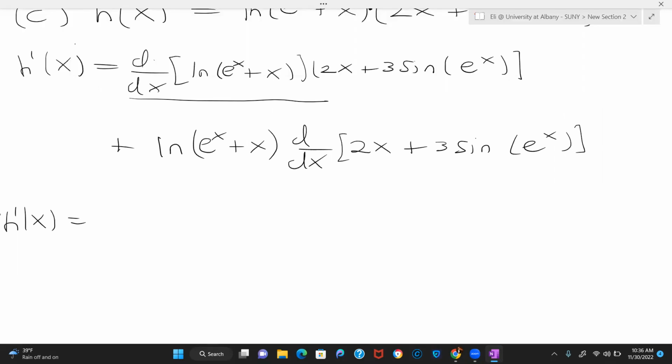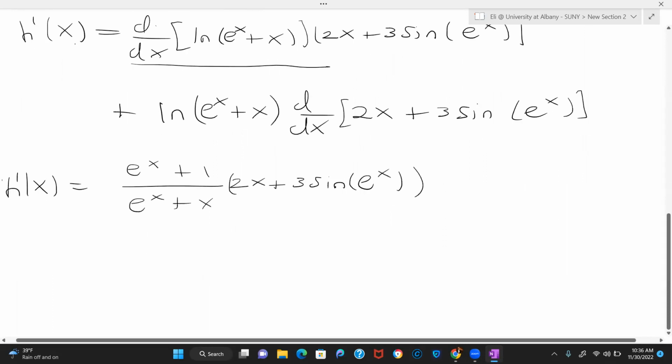All right, so this first derivative that I underlined is going to be, so when you differentiate ln of something, it's the derivative of something over the something. So it's going to be e to the x plus 1 over e to the x plus x. And that's, of course, times 2x plus 3 sine of e to the x.